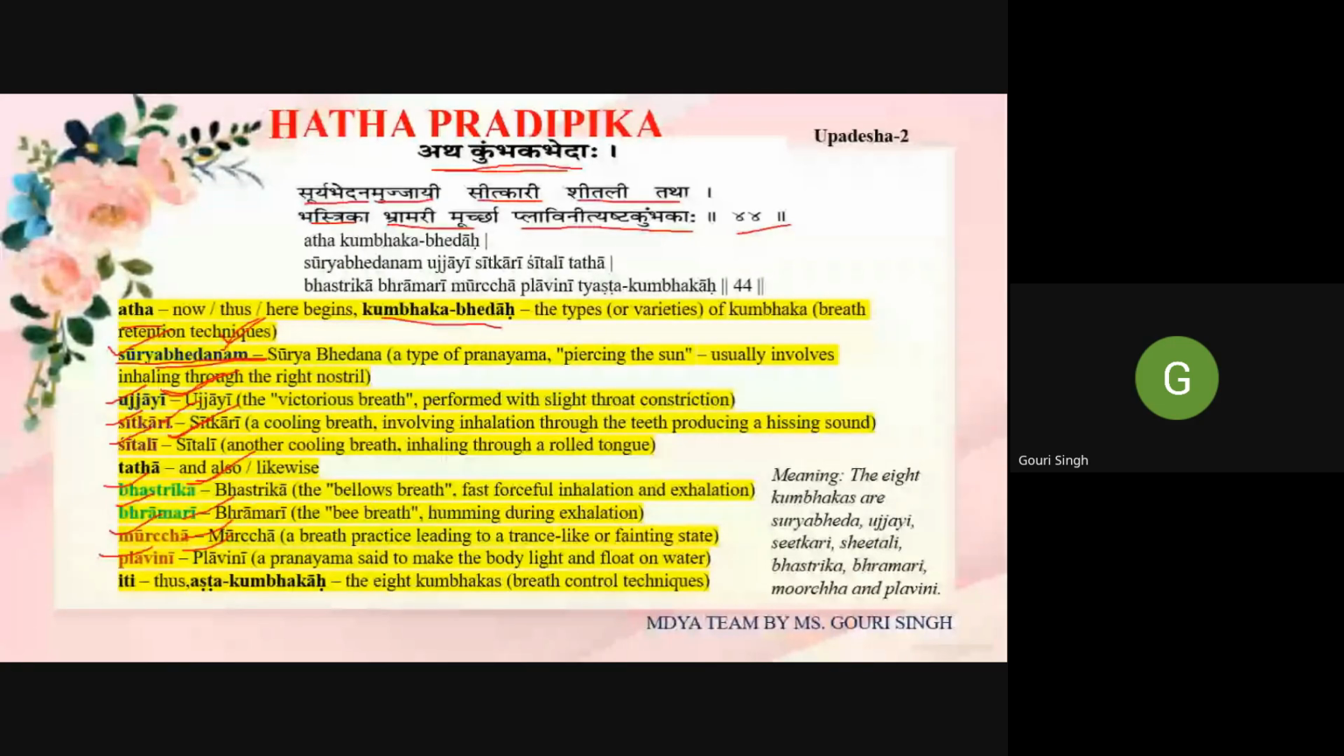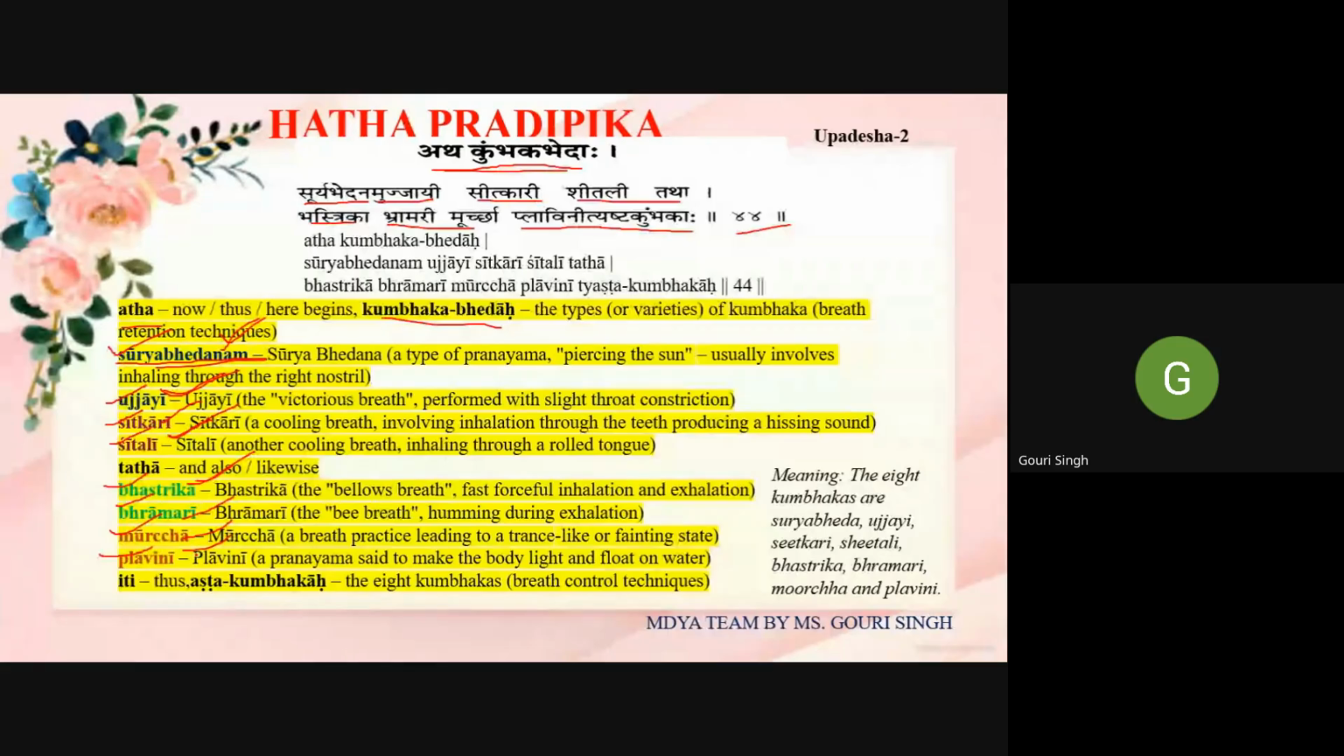And Brahmari is also new. Murcha is also new. And Plavini is also new. These 4 are the new. So if you remember these other 4, then it will be easily remembered for Yogvis also and for Hatha Pradipika also, if you remember like this.